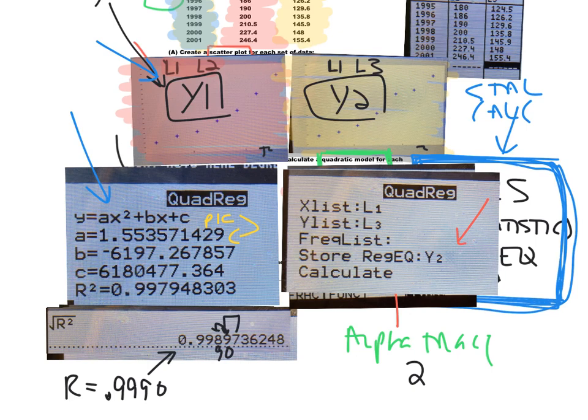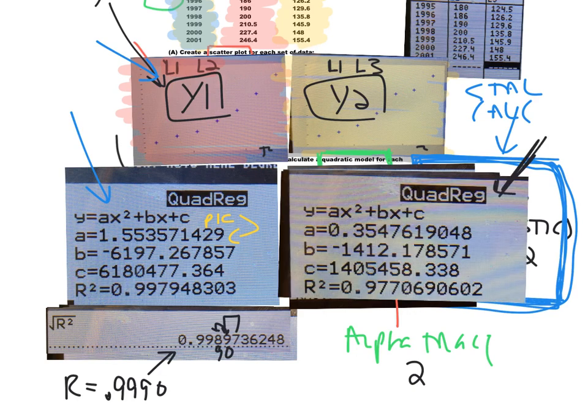This is what your calculator should look like. X list L1, Y list L3, store regression equation into Y2. Then go down to calculate and then take a picture of the resulting screen. And this is what the screen should now look like for the south data.